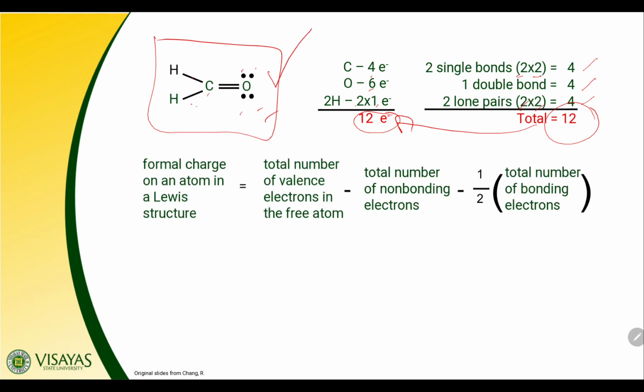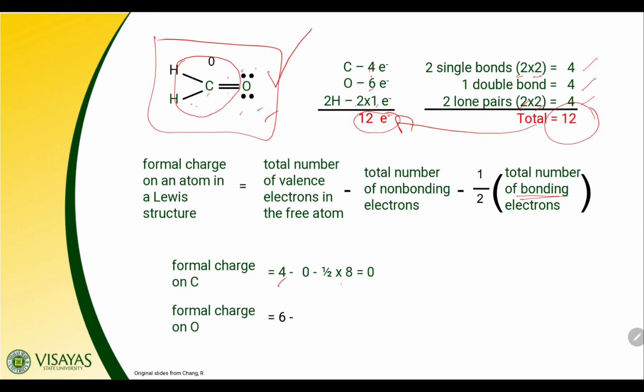Now, let's compute the formal charges of the atoms in the structure. For the formal charge on carbon, we start with the valence electron of carbon, which is 4, minus the total number of non-bonding electrons for carbon. Do we have non-bonding electrons? Can you see any dots? We don't have any dots, so that's 0. For the total number of bonding electrons, we have 1, 2, 3, 4 bonds. So that's 1/2 of 8, which is 4. So 4 minus 4, we have 0.